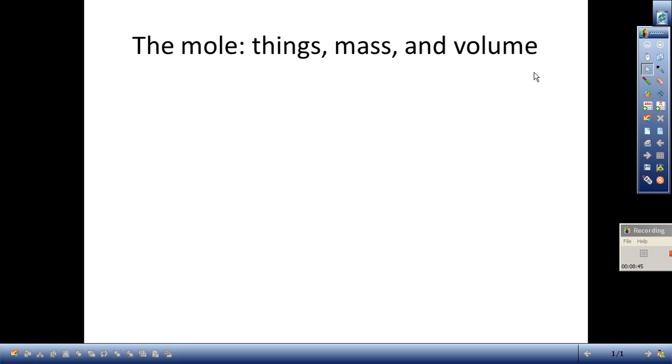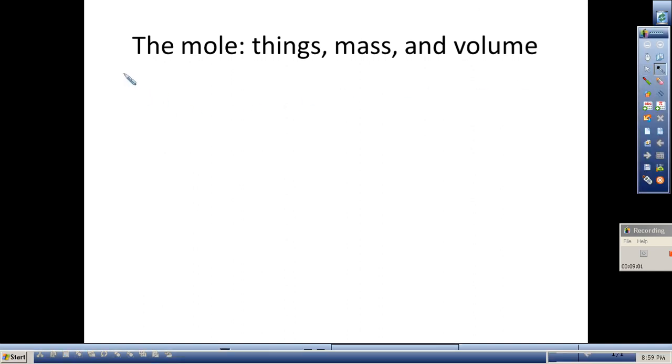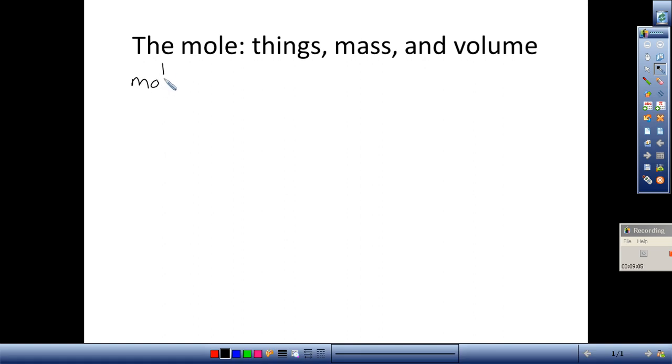Alright, so now we can balance equations. So now back to the mole. Remember, the mole is just a unit, just like a dozen is a unit, except we're going to go 6 times 10 to the 23rd things. Alright? And remember, I can go mole to atoms or things. I could do molecules, whatever I want.